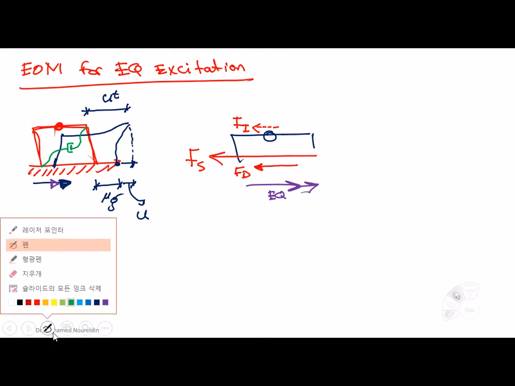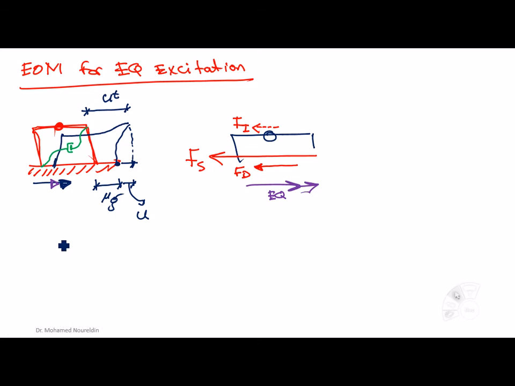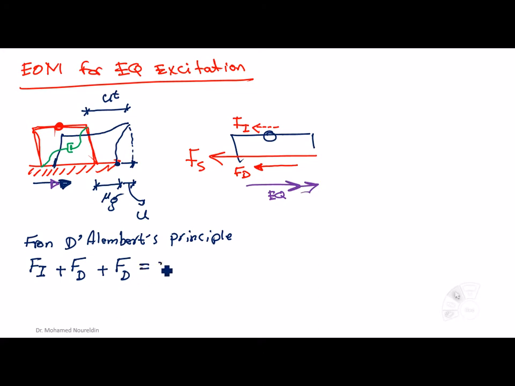So if we're going to have the equilibrium equation from D'Alembert's principle, in this case we're going to say that Fi, the inertia force, plus Fd, which is the damping force, plus Fs, the elastic static force, should equal 0, right? These are the forces that are going to be developed under the ground excitation.